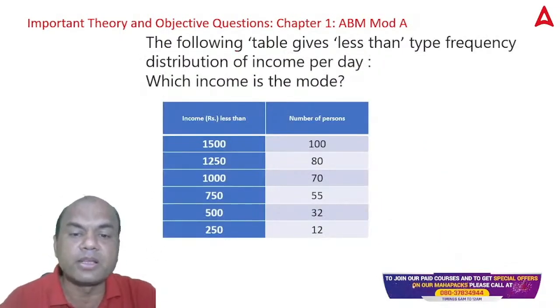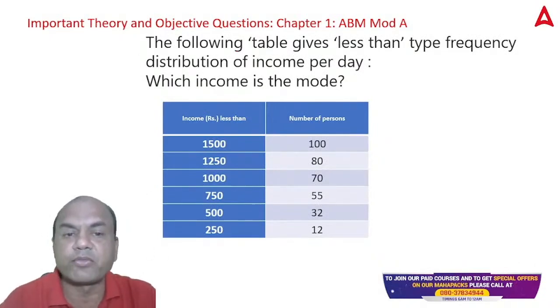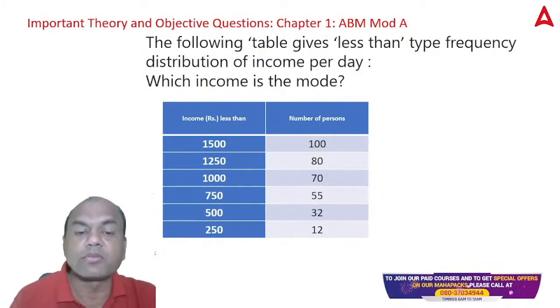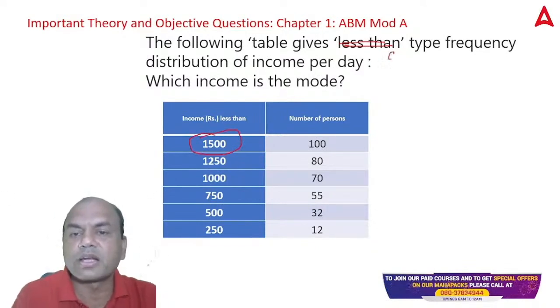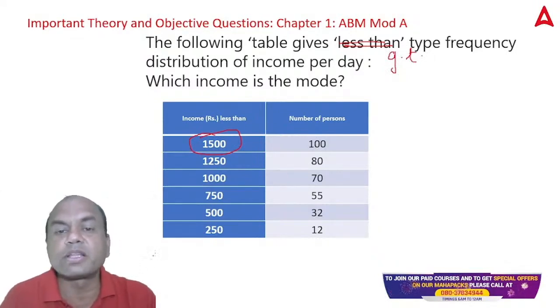The following table gives less than type frequency distribution of the income per day. Now what have you to do? Is this less than? I think so. It should be greater than type, because it is starting from the highest, 1500, and it is going to the lowest. So greater than type, GT I'll write it. The following table gives the GT type frequency of the income per day. What is the income mode?